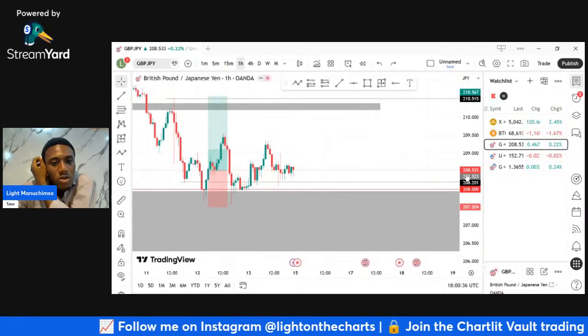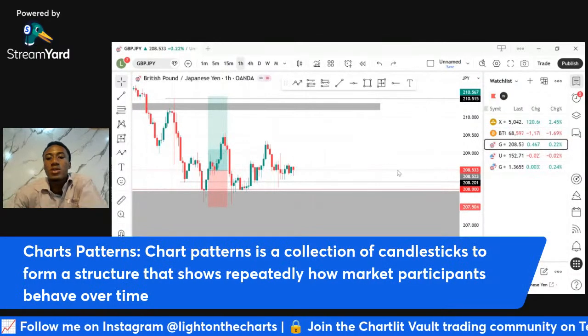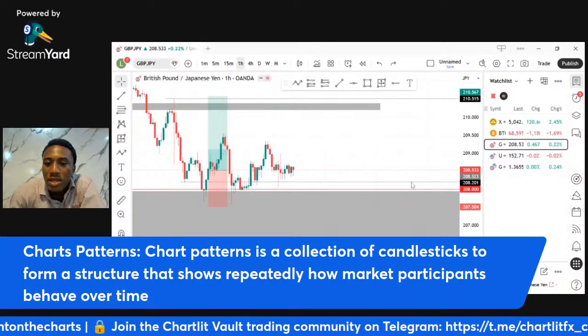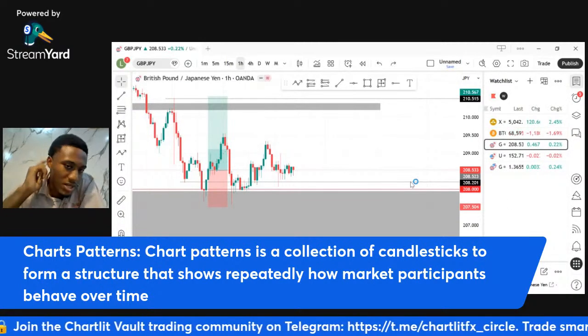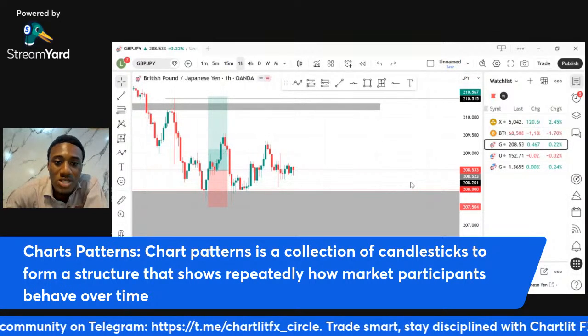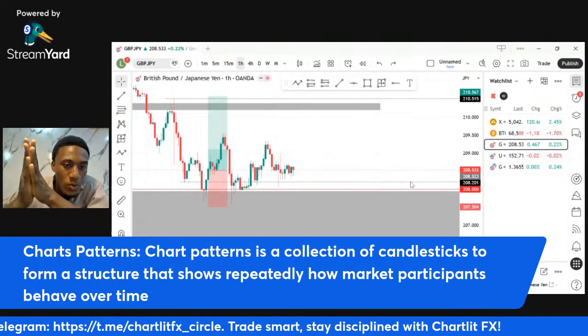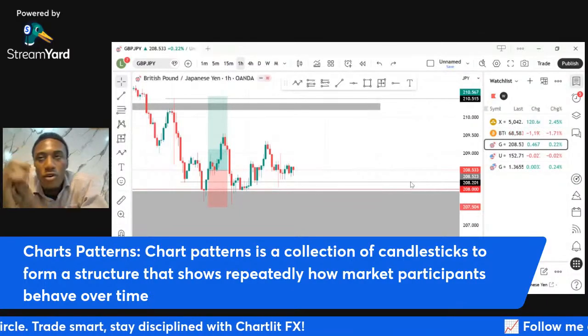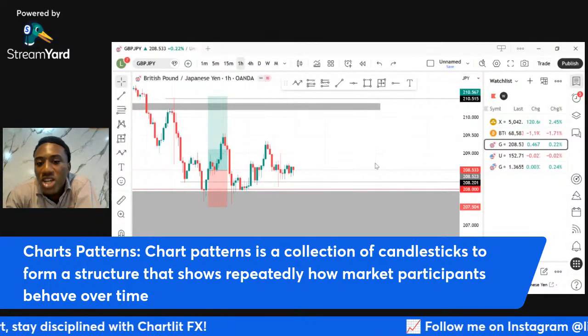Now, next we're going to be talking about chart patterns, right? Now, what are chart patterns? A chart pattern is a collection of candlesticks that form a structure that shows repeatedly how market participants behave over time. So that is chart patterns.